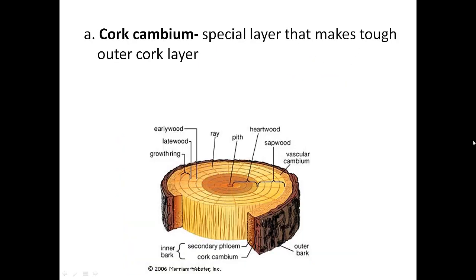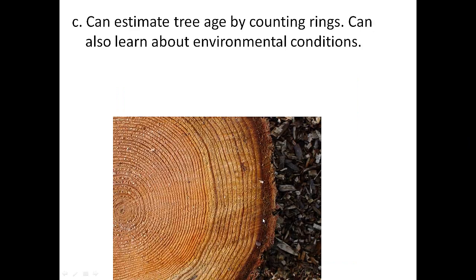Now, plants that have secondary growth have a special layer called the cork cambium, and this makes that cork outer layer. Something kind of cool about trees and other woody plants is that you can estimate, and I'm sure you knew this, how old they are by counting their tree rings. However, you may not have known that they can also help you decide what the climate was like during that year if you look at the ring.